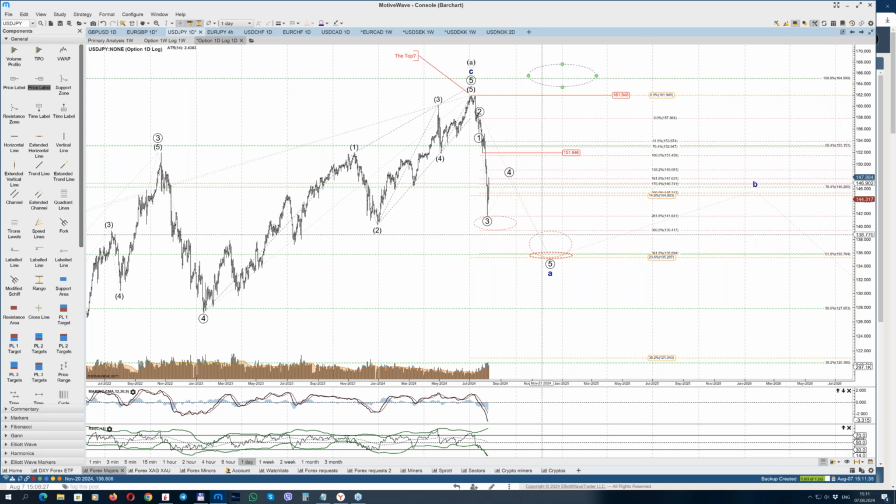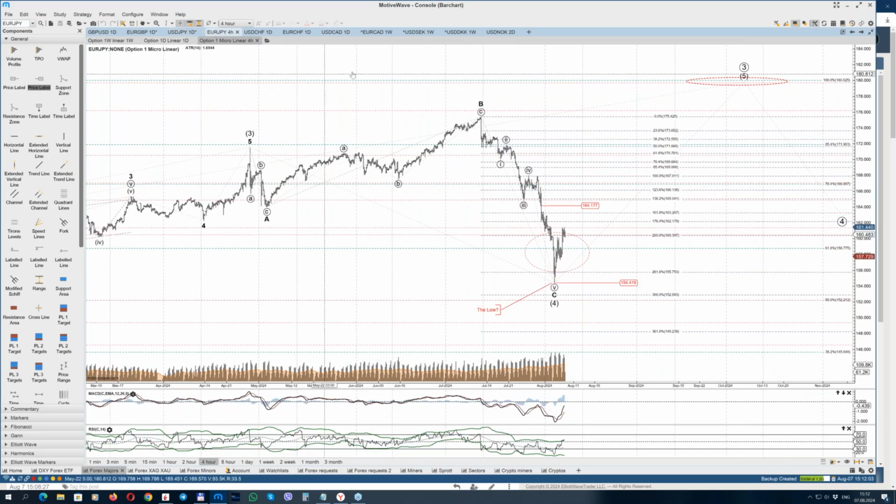Ideally, I would like to see this Fibonacci cluster reached, and there I anticipate some sort of reaction to the upside to at least 144. So ideal path is 135, then 145, waves A and B. Any variations of these targets will hopefully provide us with clues for a better count.